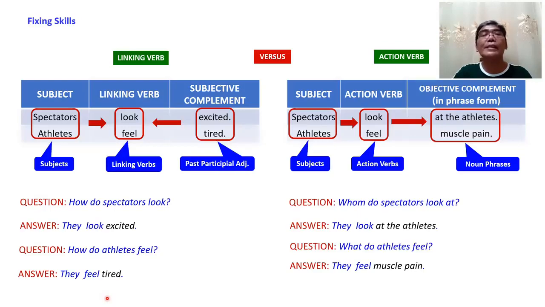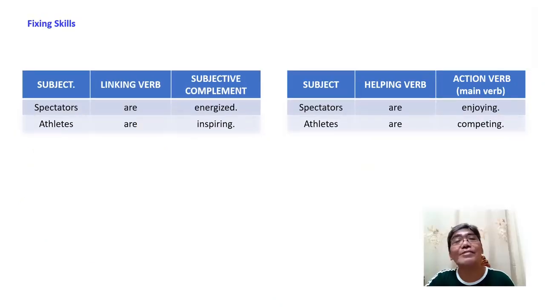Let us also remember that we can identify the subjective complement in a sentence by formulating question beginning with how. And we can identify the objective complement in a sentence by formulating question beginning with whom or what, or sometimes beginning with which. This is the difference between the uses of the verbs that may either be used as linking verb or action verb. Let us also differentiate the linking verb from the helping verb.